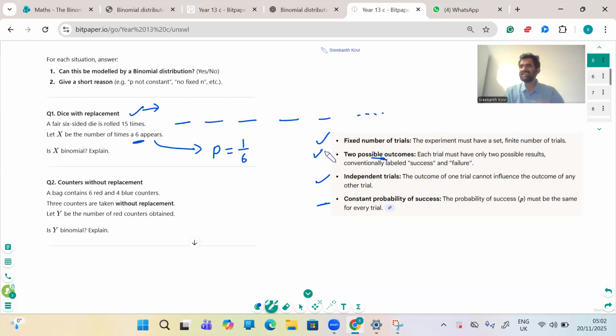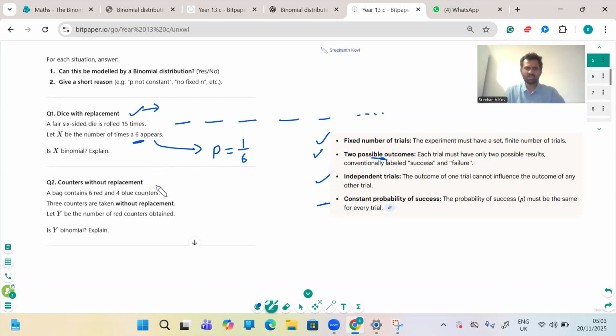You need to write there are a fixed number of trials. There are only 2 possible outcomes. And you need to say the trials are independent. At least if you write 2 of these, you will get 2 marks.